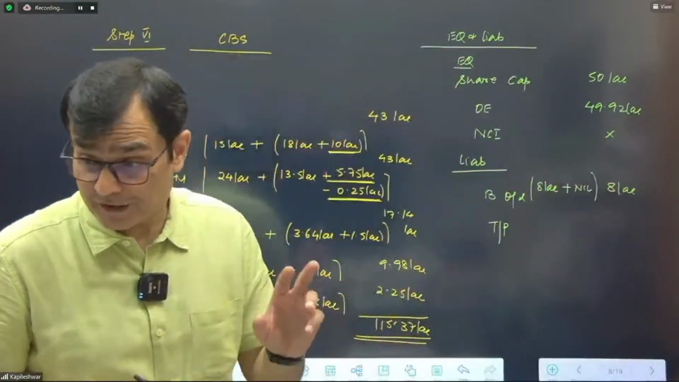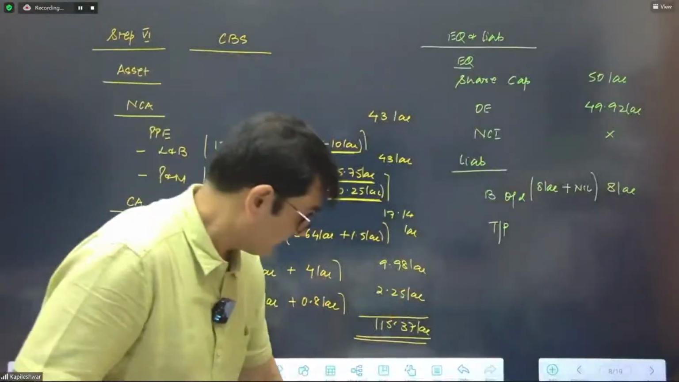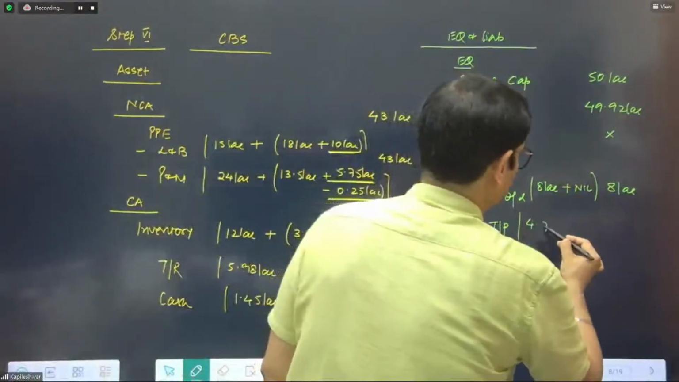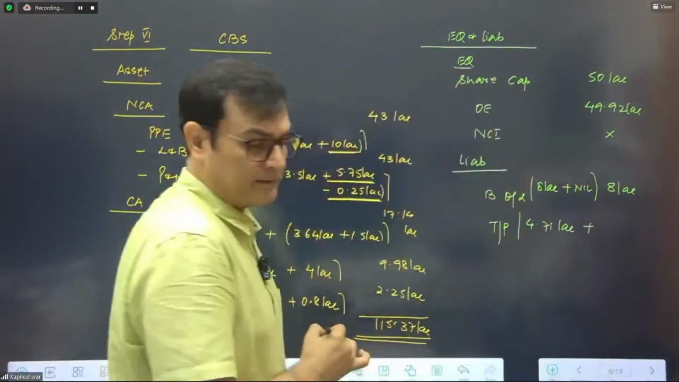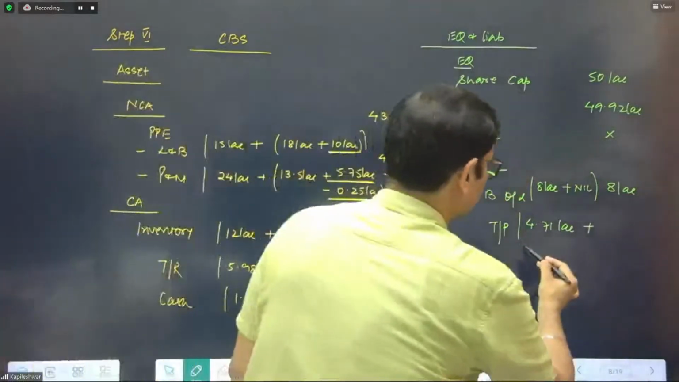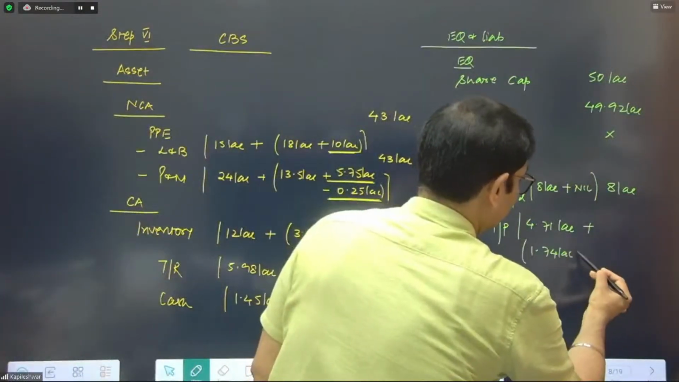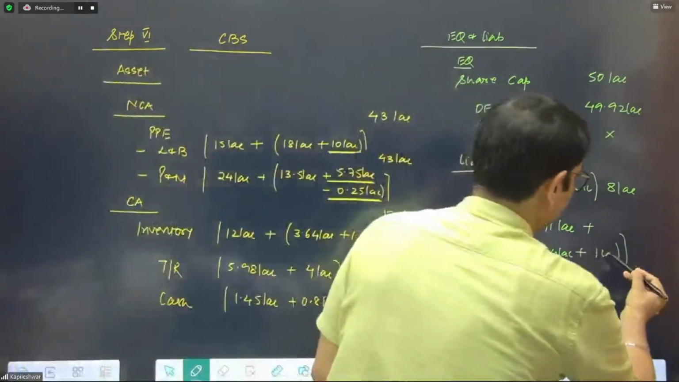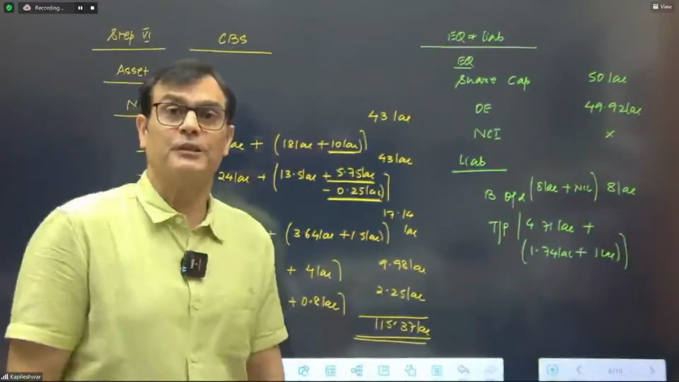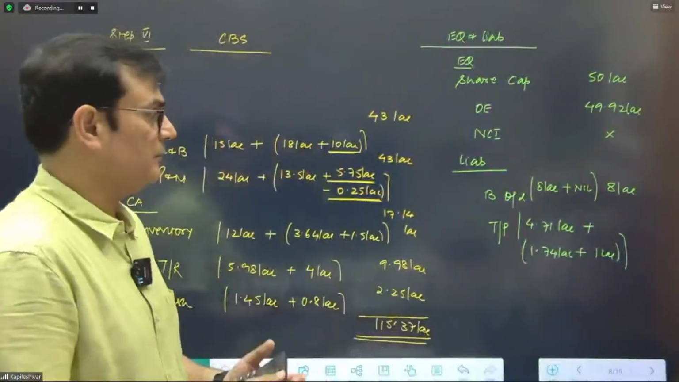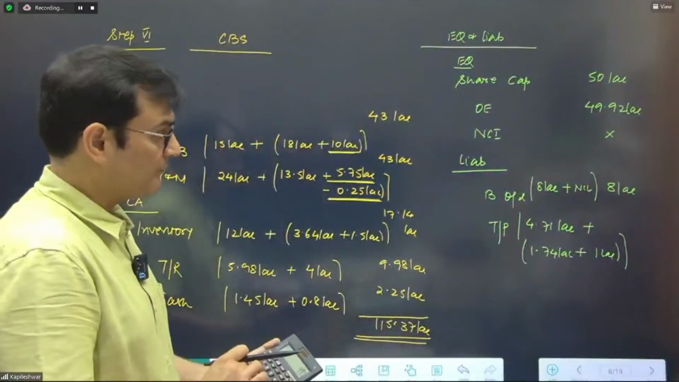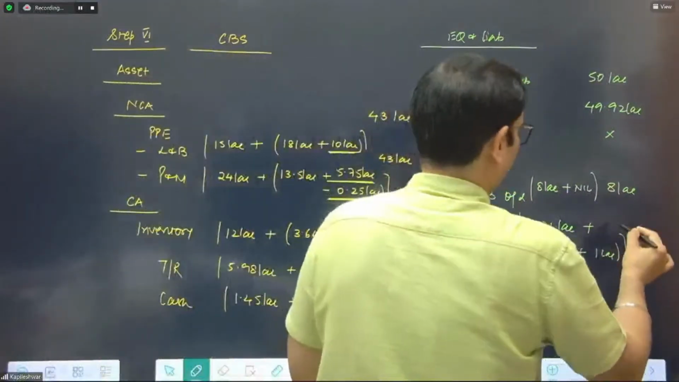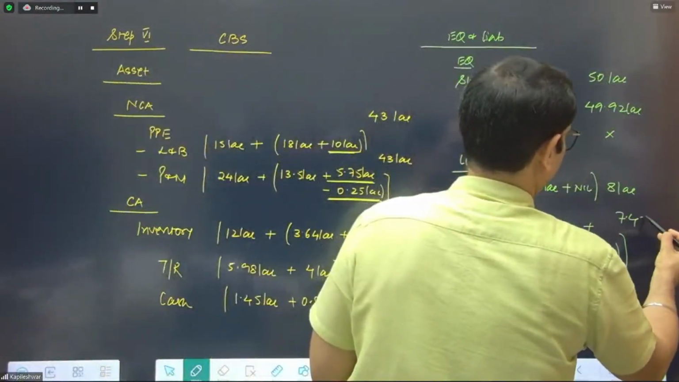And for the trade payables, again, we need to consider the fair value adjustments. In terms of the trade payables, the parent company is 4.71 lakhs. The subsidiary company book value is 1.74 lakhs. And there is a fair value increase to the extent of 1 lakh. So that will give me the trade payables as well. Let's see the inputs. So 4.71 plus 1.74 plus 1, that comes to 7.45 lakhs as the trade payable.